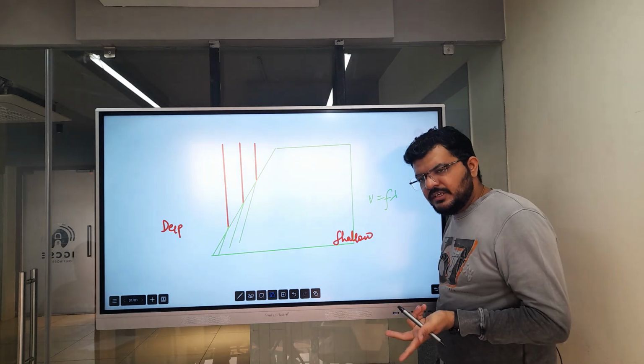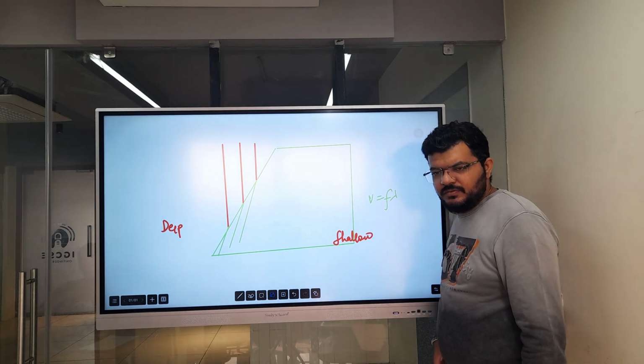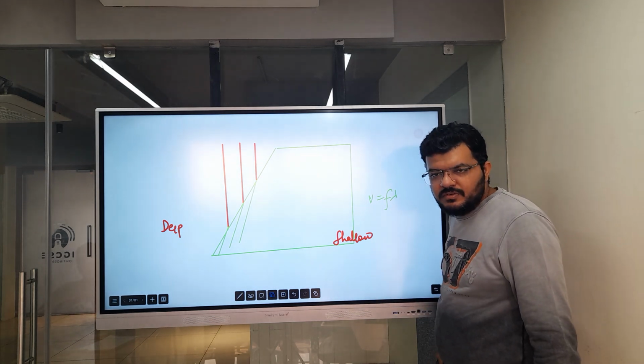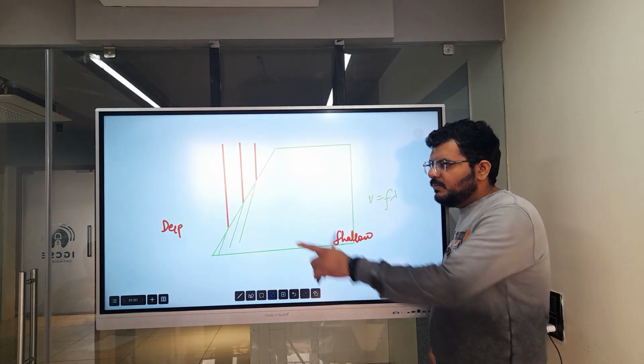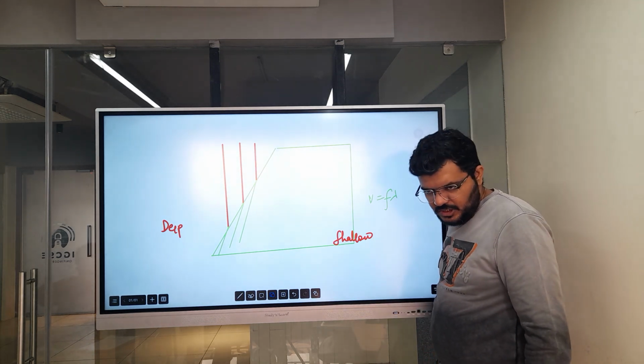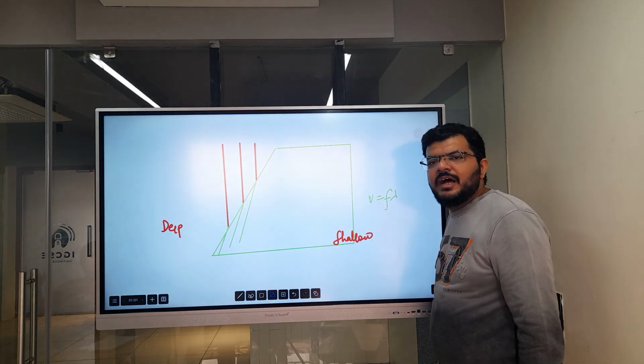Light waves also bend, so refraction is bending for that also. True. But what happens in refraction? In refraction, the wavelength decreases because the velocity decreases when you go from deep to shallow water. If we have already considered that light is a wave, then the same thing should happen to light.